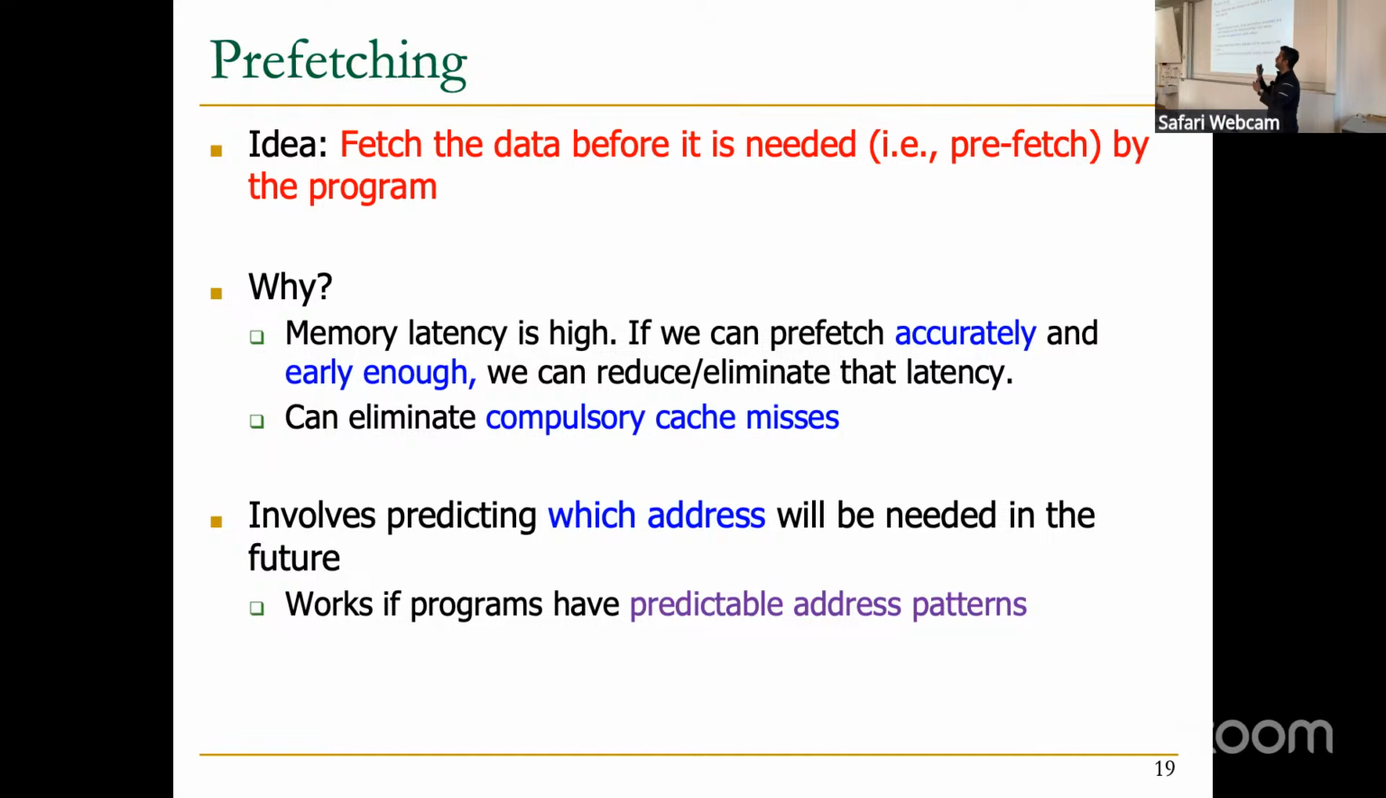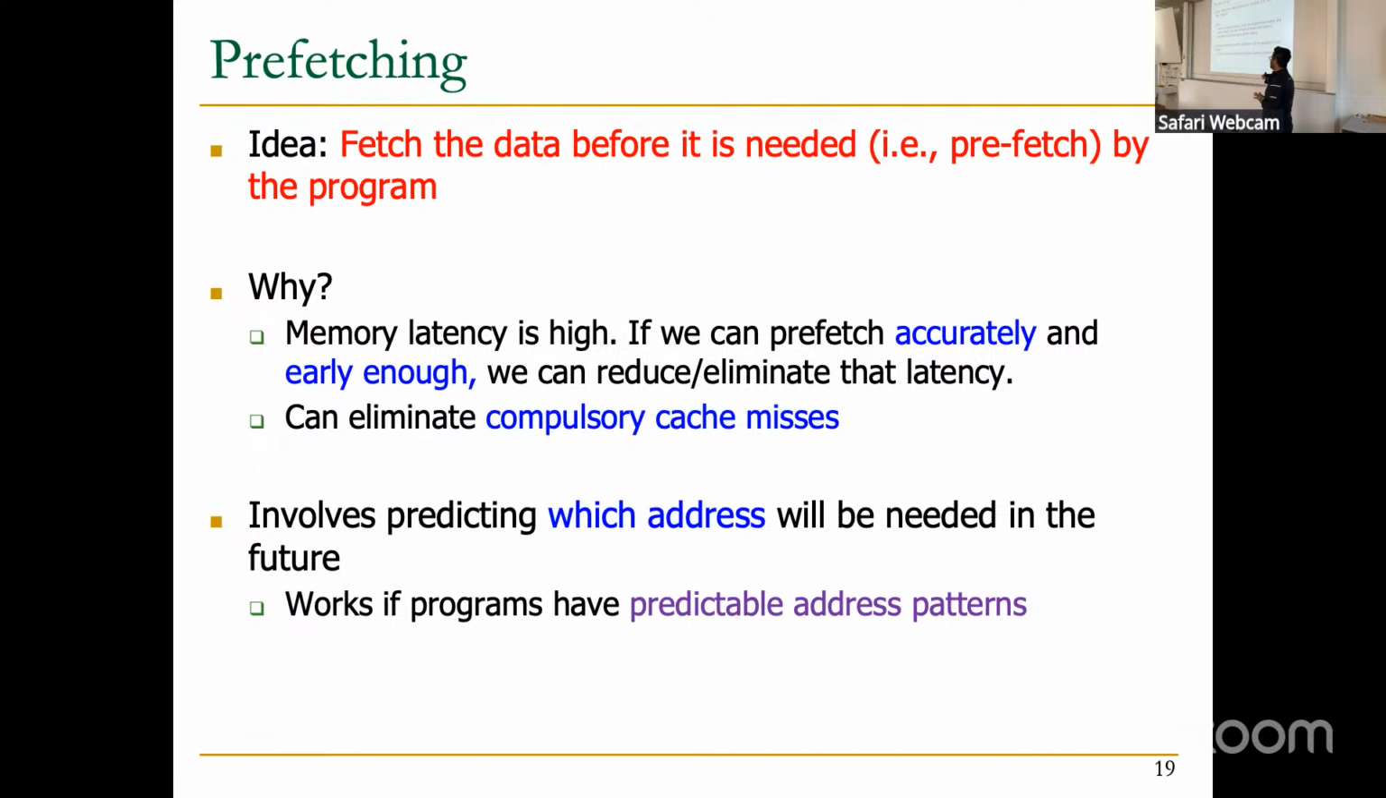When the processor actually demands the data, it would already find the data inside your faster memory. So it can eliminate compulsory cache misses. That's all. But then how exactly can we achieve this speculation? How on earth can we imagine that the processor is going to need this address in the future? That basically involves predicting which address would be needed in the future.